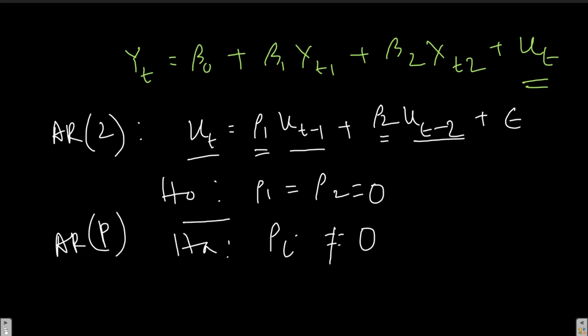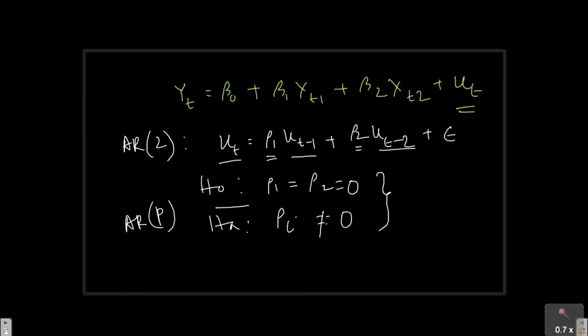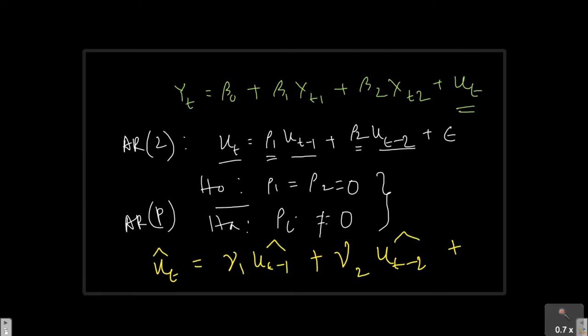Okay, so this is the null hypothesis, but we have seen previously that we cannot really do it for the population. So we actually take some samples, and what I do there is estimate the ut and run the regression. So let's say I have gamma 1 ut minus 1 hat plus gamma 2 ut minus 2 hat, and plus some gamma 0.